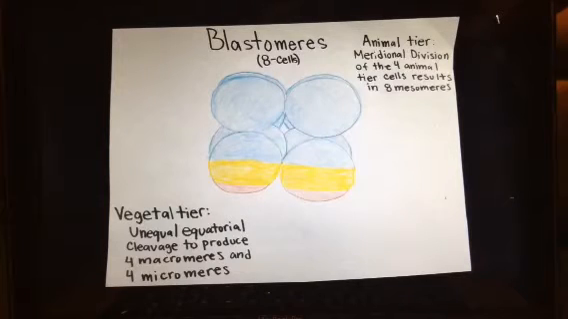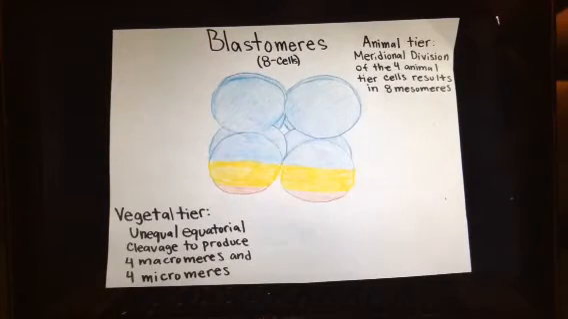On the animal tier, meridional division of the 4 animal tier cells results in 8 mesomeres. On the vegetal tier, unequal equatorial cleavage produces 4 macromeres and 4 micromeres.